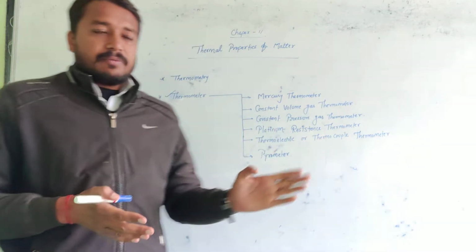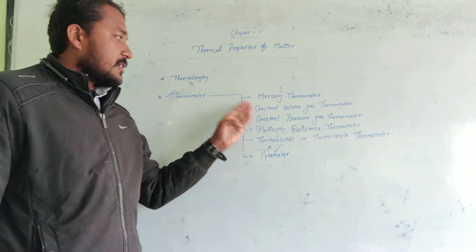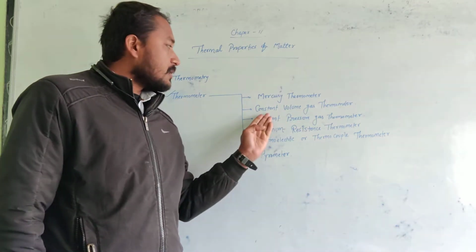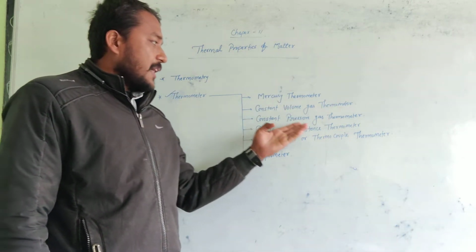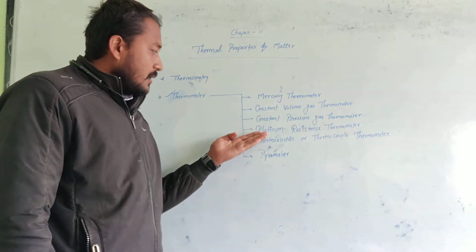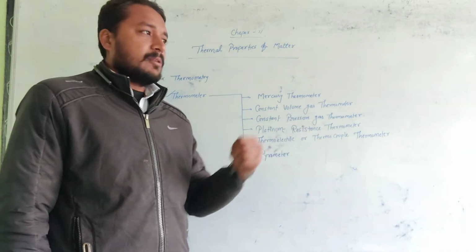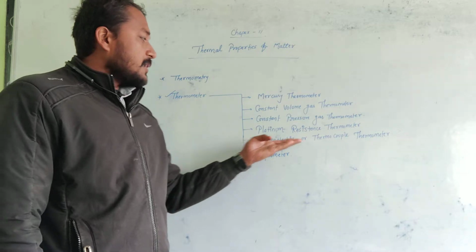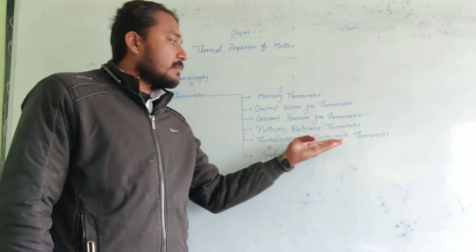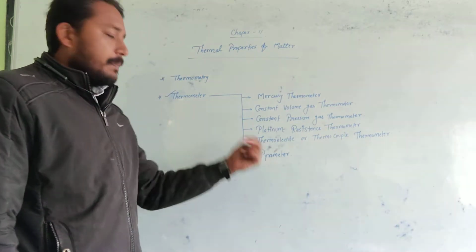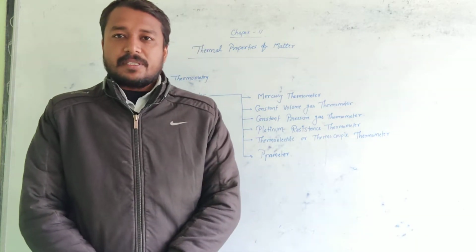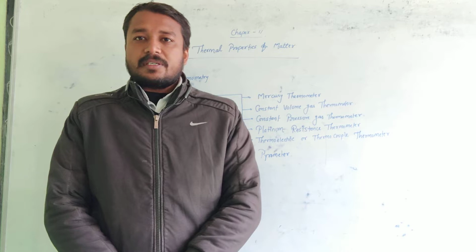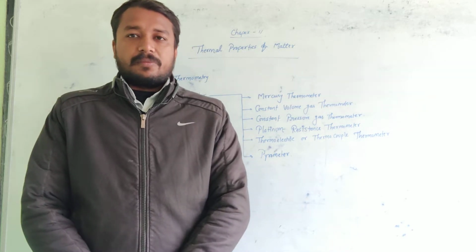So there are various types of thermometer. You can see here: first, the mercury thermometer, the constant volume gas thermometer, the constant pressure gas thermometer, the platinum resistance thermometer, the thermoelectric or thermocouple thermometer, and the pyrometer. So these are the different thermometers which are used to measure the temperature of any object.